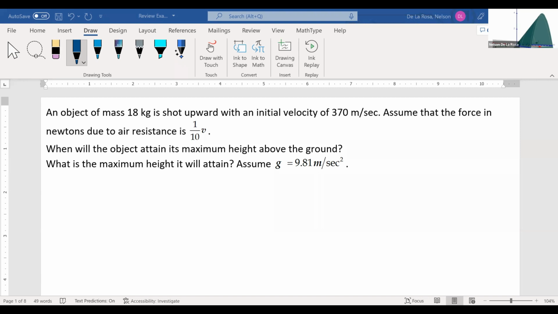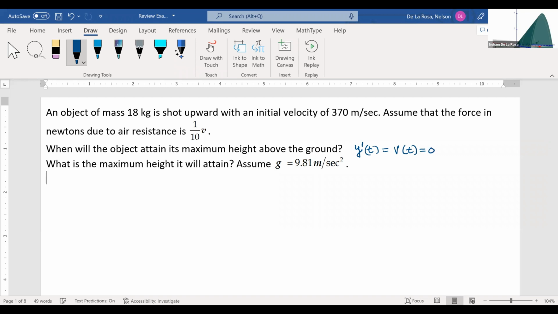So the object will attain its maximum height when the derivative of the distance is equal to 0. And that is when the velocity is equal to 0, because the derivative of the distance is equal to the velocity. So we have to find when the derivative, which is the same as the velocity, is equal to 0.